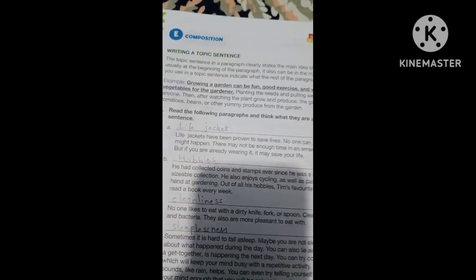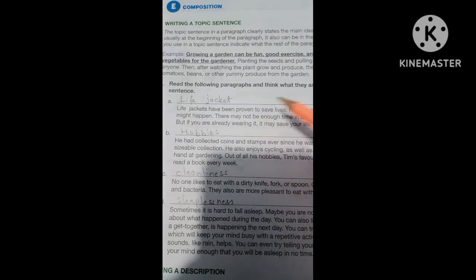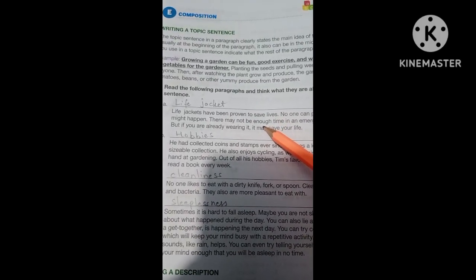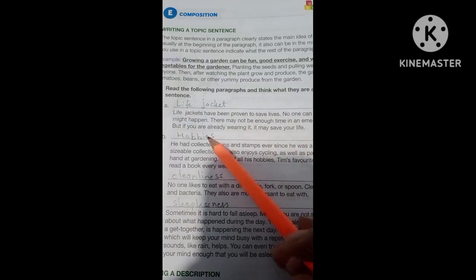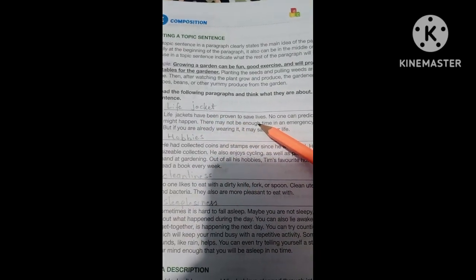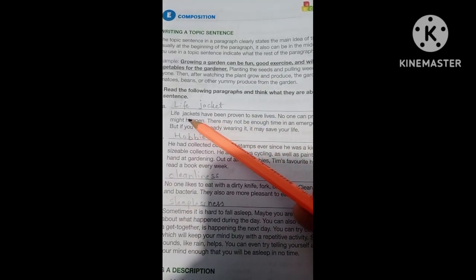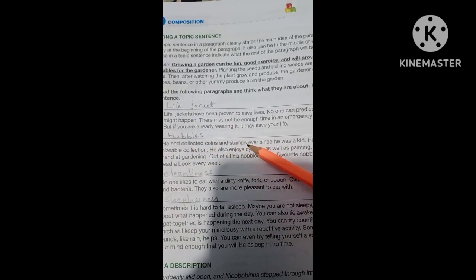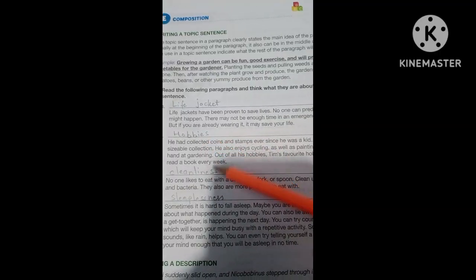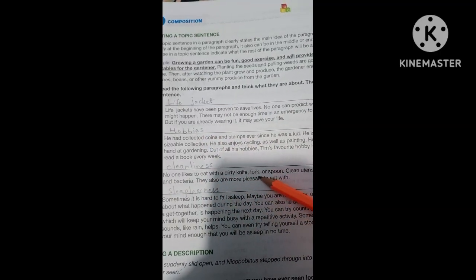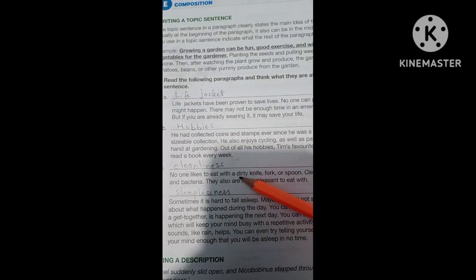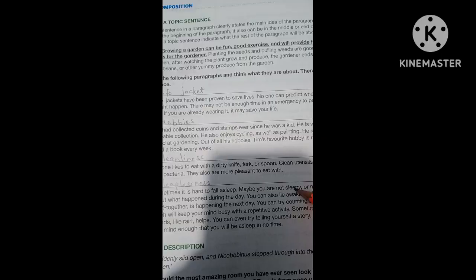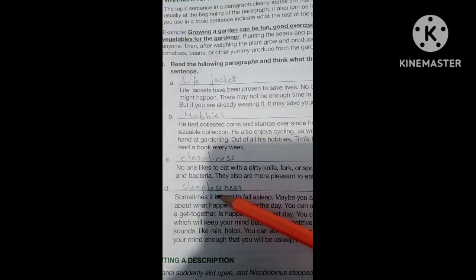The most important is that now you have to produce. For example, I will give you three lines and you have to say the topic name. For example, life jackets have been proven to save lives. So this paragraph is about life jackets. Next, he had collected coins and stamps. It means hobbies. No one likes to eat with a dirty knife, fork and spoon. It means these lines are about cleanliness. Sometimes it is hard to fall asleep. Maybe you are not sleepy. It means it is about sleeplessness.